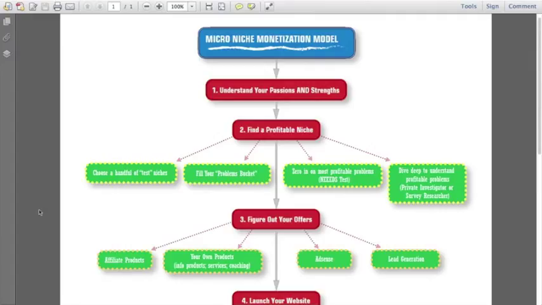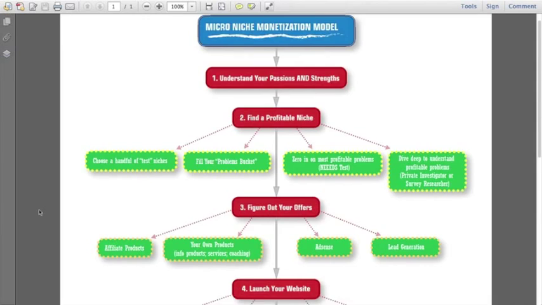And when you do that, you'll not only know what problems they're willing to pay for and are desperate to solve, but you'll also know the language that they use when they're describing their problems. And when you can mimic back that language to people, they will feel that you are speaking directly to them, and they'll be more likely to trust you and buy from you. Okay, so that's the second step in the micro niche monetization model, find a profitable niche.